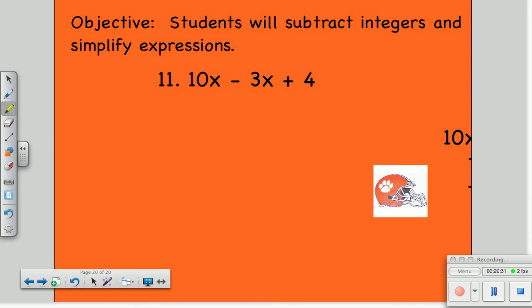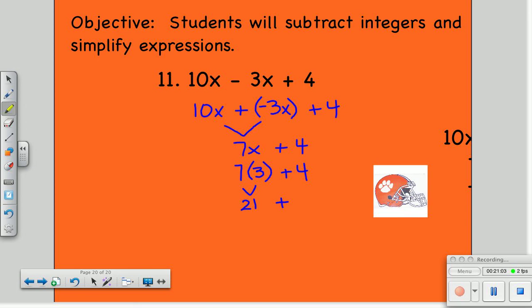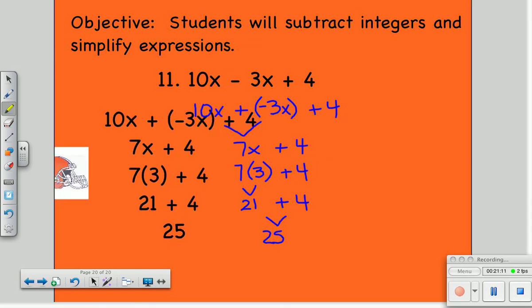Here again, 10x, change subtraction to addition, change 3x to the opposite of what it is, negative 3x, and plus 4. Combine like terms. 10 plus negative 3 is 7, x plus 4. Substitute x for 3, x is 3. Again, multiplication comes before addition. So 7 times 3 is 21. 21 plus 4 is 25. So your final answer is 25.